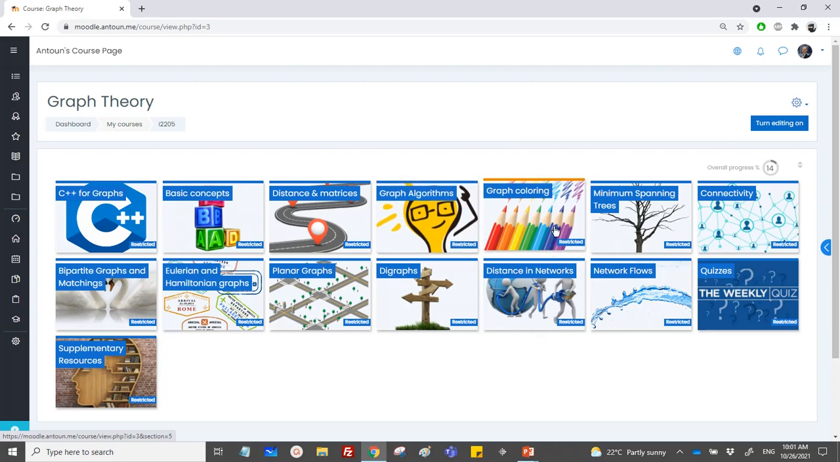As for graph coloring, we'll see how we can color vertices and edges. So we'll talk about the independent sets. We'll do some algorithms, and also applications, and we'll end with an introduction to Ramsey theory.